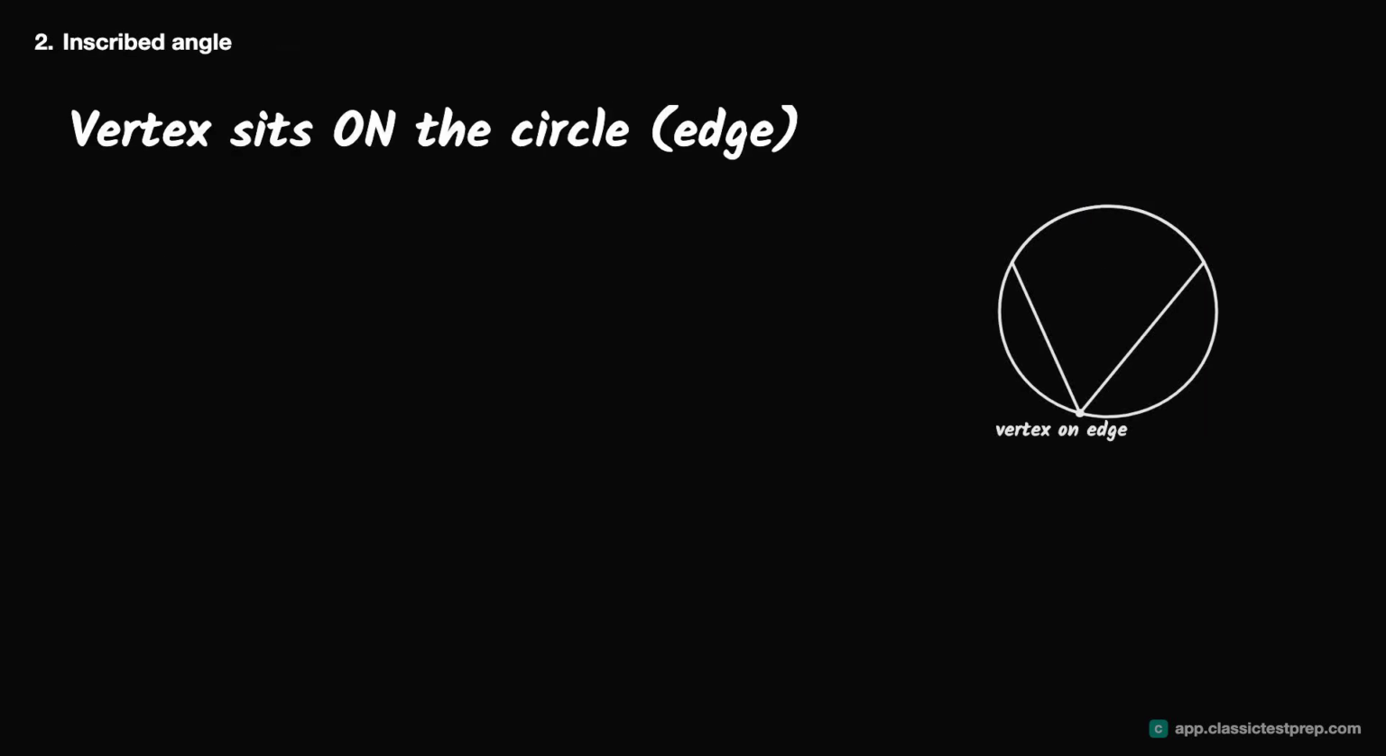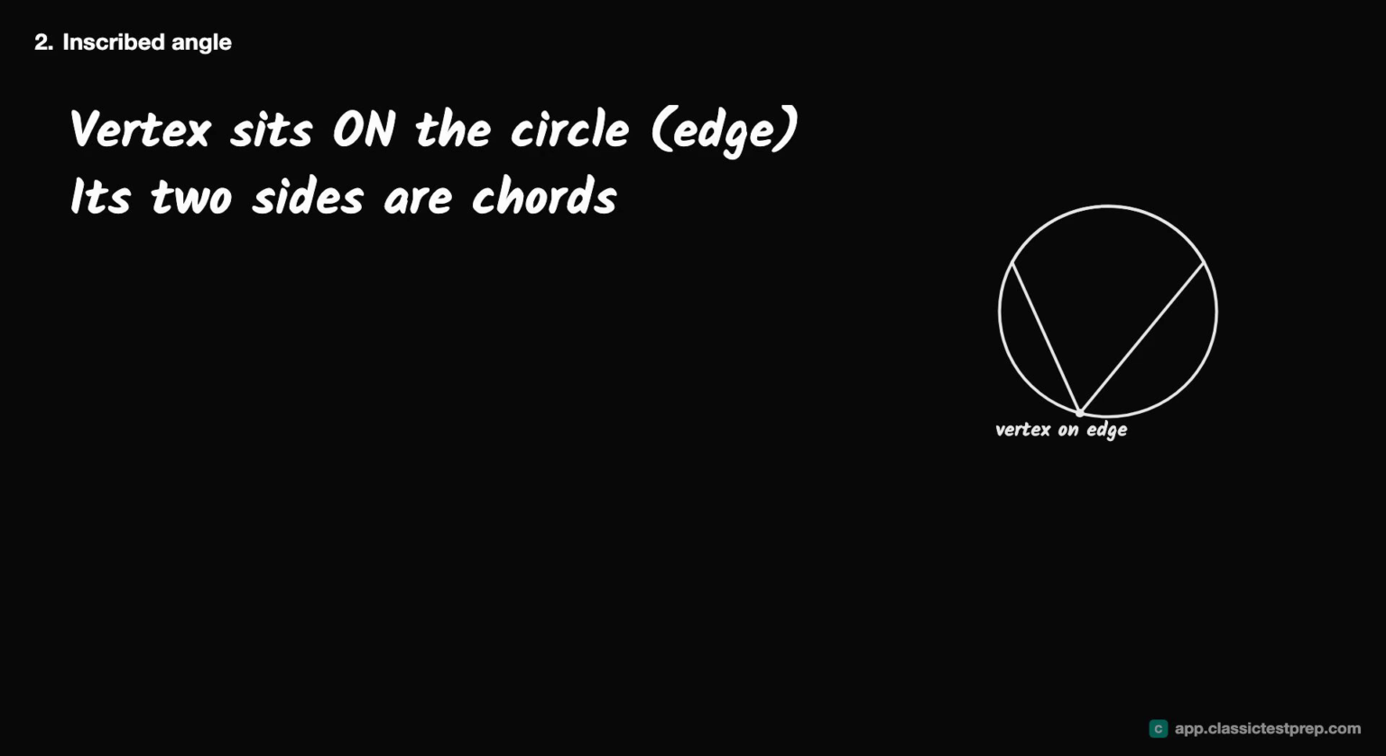Now, inscribed angles. These are not as common to see as central angles, but let's learn what they are. The vertex of an inscribed angle sits on the circle itself, right on the edge, with its two sides being chords that reach across to the arc that it intercepts.